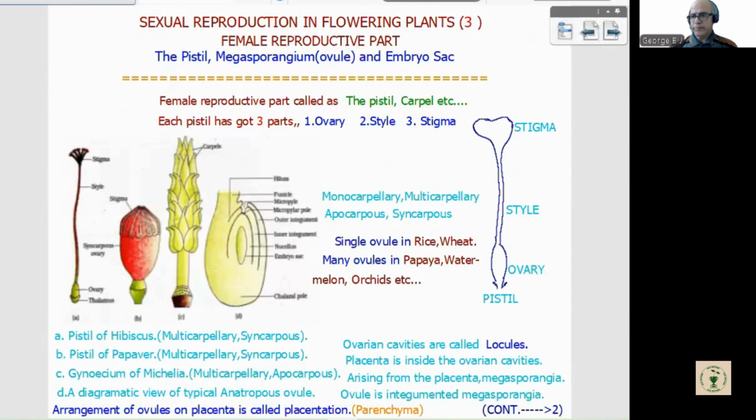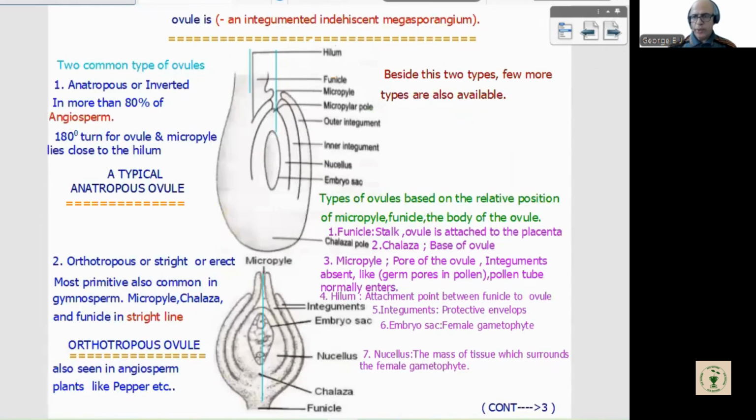Then megasporogenesis, integumented, indehiscent, embryo sac, ovule. Then we proceeded to NCERT, 3 to 4 diagrams explaining multicarpellary, apocarpous, syncarpous, all this. Then what is meant by locules. Then placenta, ovules attached to the placenta, placentation, parenchyma. This was discussed on the first page. And on the second page: ovule, integumented, indehiscent, megasporogenesis.